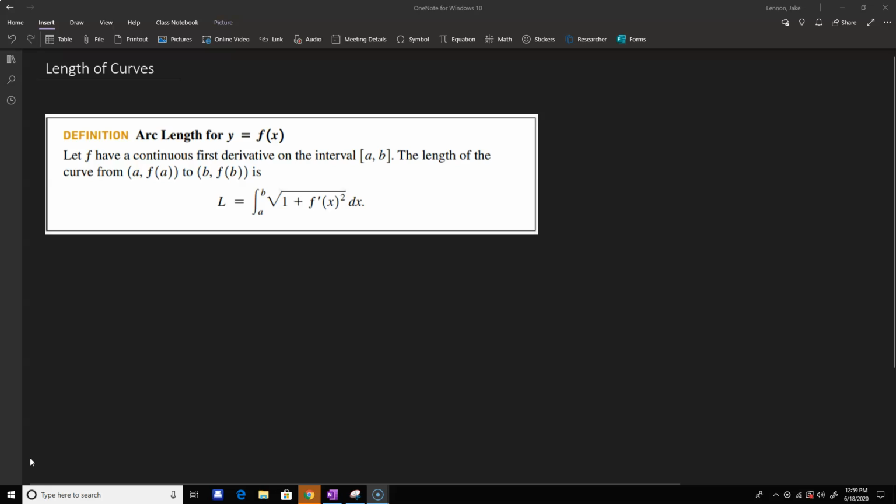So another application of integration, really just a pretty simple formula and not too much else to the section. If you have a continuous function on some closed interval, then the length of that curve can be found by integrating from a to b of the square root of 1 plus the derivative squared. So why don't we just look at a few examples and kind of leave it at that.